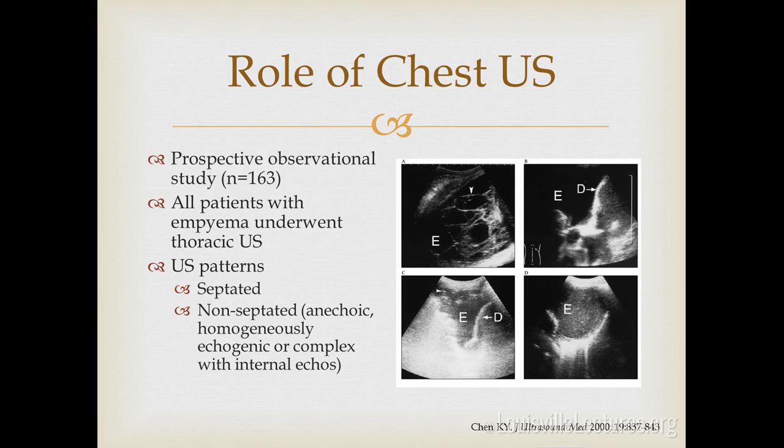Well, this study looked at whether ultrasound can also help us determine how to approach these patients other than just thoracentesis. So 163 patients, they looked at the pleural space with ultrasound, and these are the 4 representative pictures, and they characterized them as septated effusion. This is homogeneously anechoic. This is homogeneously echogenic, and this is complex internal echoes.